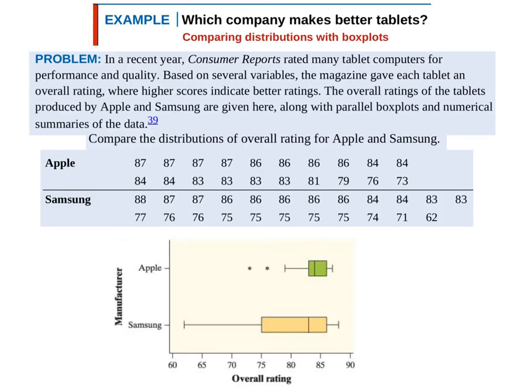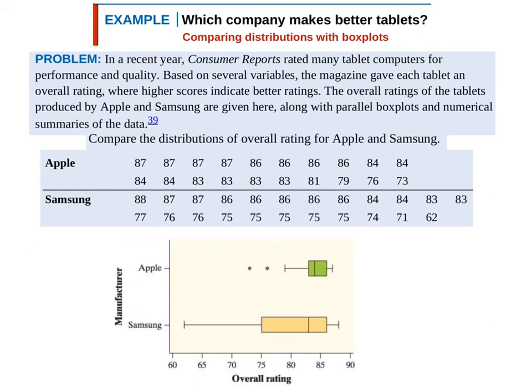So let's do one last example where we actually compare the distributions between two different box plots. In this problem, we are going to answer the question, which company makes better tablets? Riveting. So the problem says, in a recent year, Consumer Reports rated many tablet computers for performance and quality.